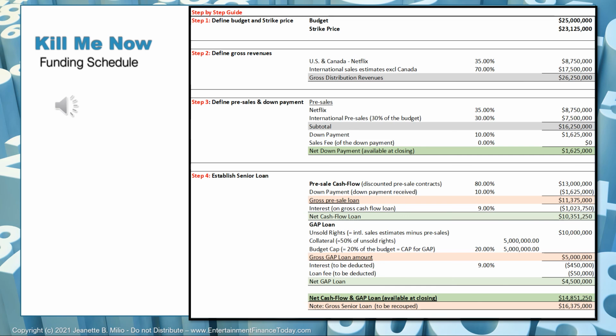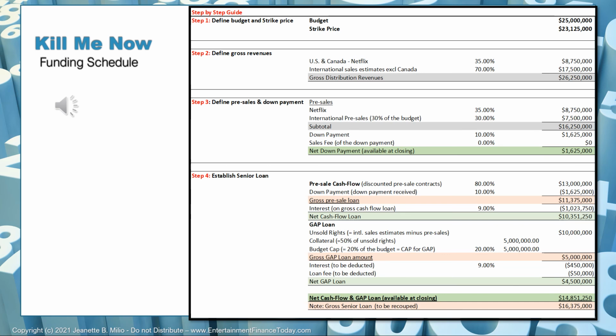Then they're deducting their interest of 9%, so we're back down to $10,351,250. So the unsold rights are going to be $10 million worth. The bank will only give us $5 million because they require 200% collateral. So that would be $5 million. The interest is 9%. The loan fee is $50,000. So we're left with $4,500,000 for the gap loan.